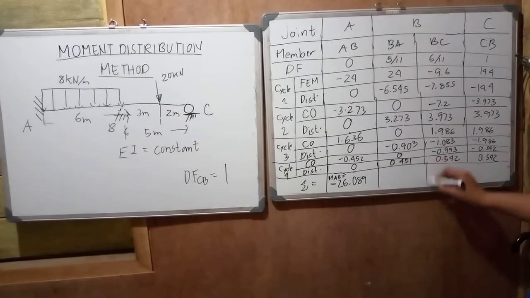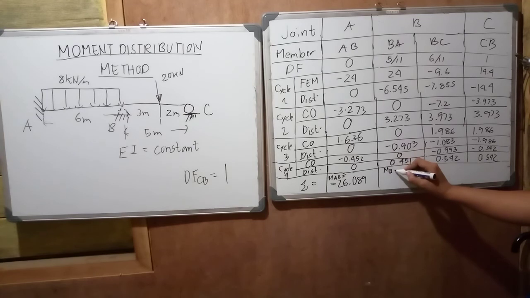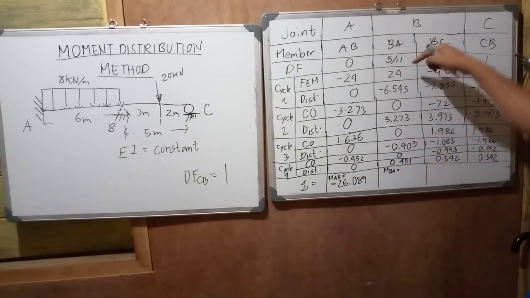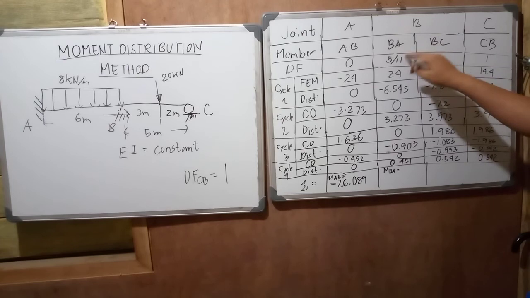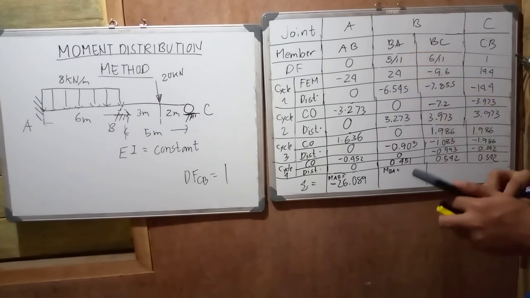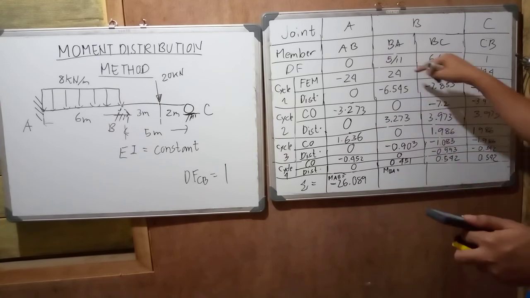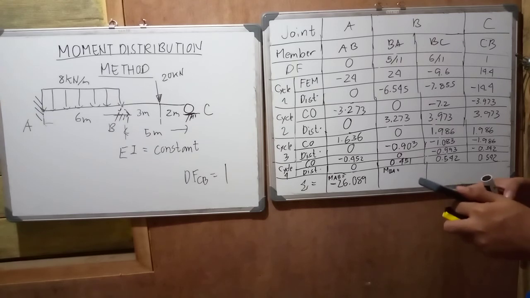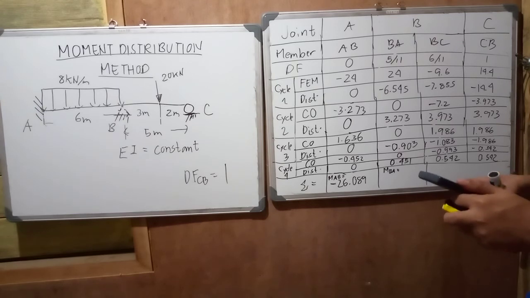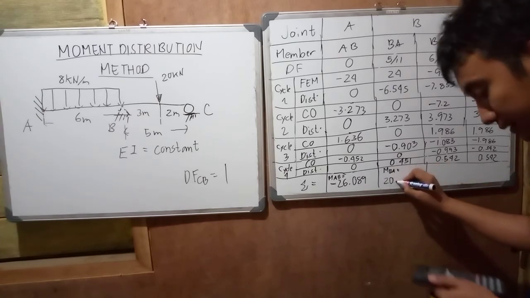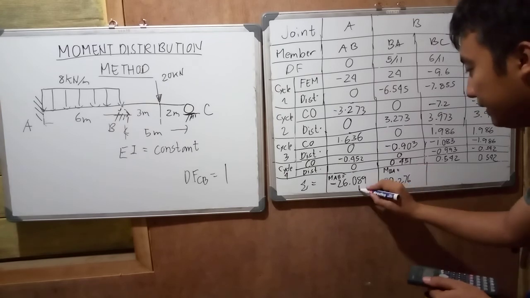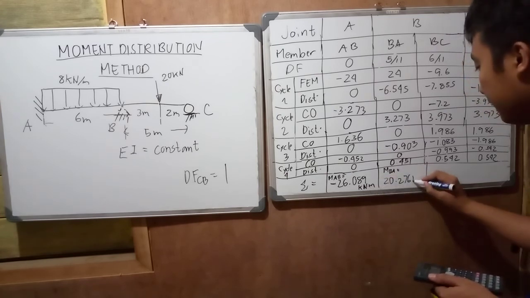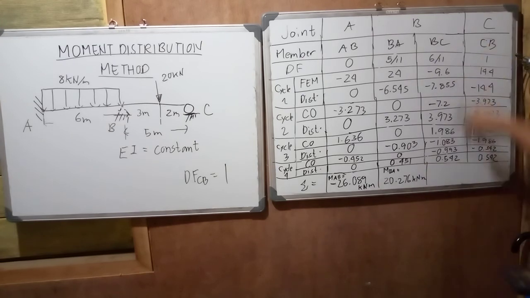So, yung moment natin at BA is i-add natin to lahat. Huwag mong isama yung distribution factor galing tayo sa FEM. So, FEM, sum everything from FEM to this, plus 3.273 minus 0.903 plus 0.451. So, 20.276. Okay, this is in kilonewton meter. Add mo din yun sa kabila.